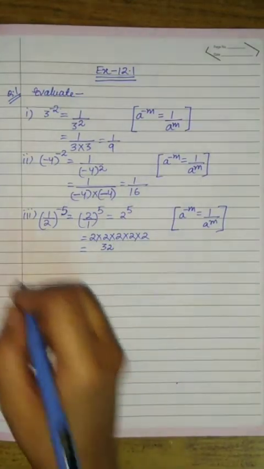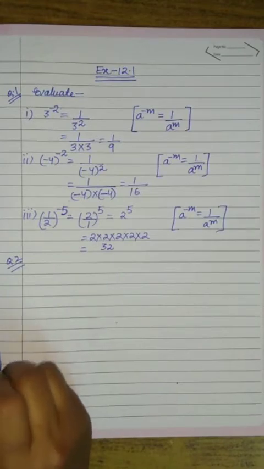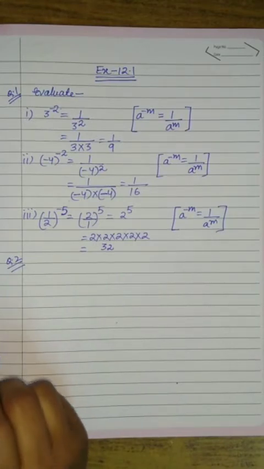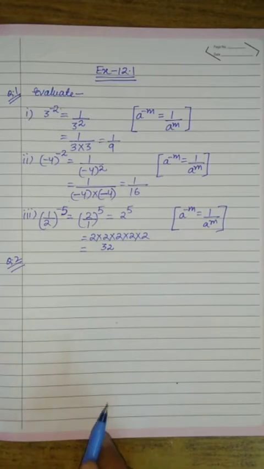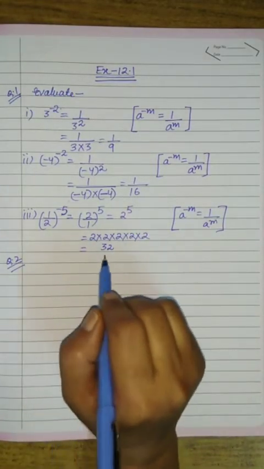Now in question number 2 we are given simplify and express the result in power notation. It means we do not have to evaluate it. We have to write the answer in power form.